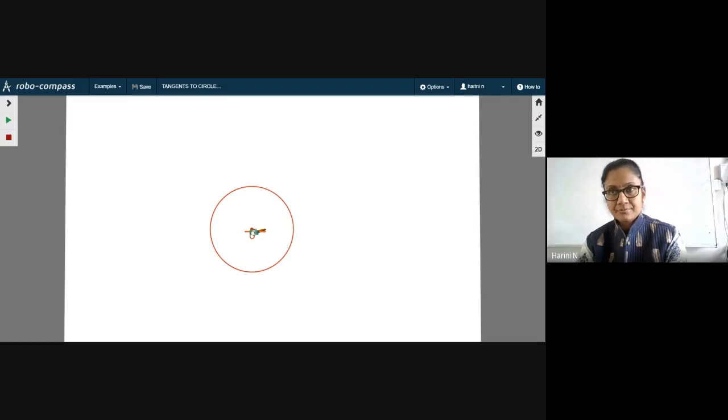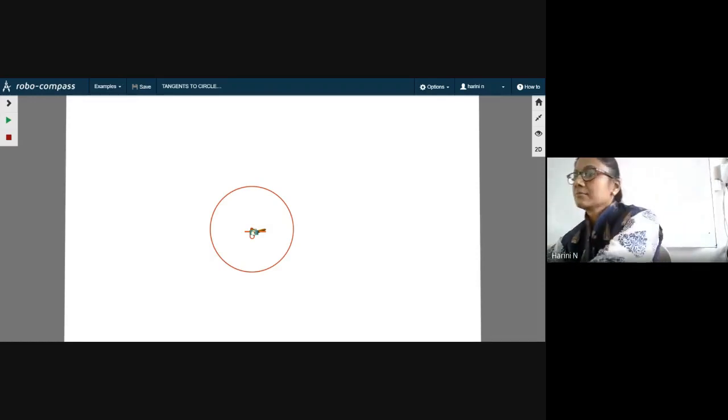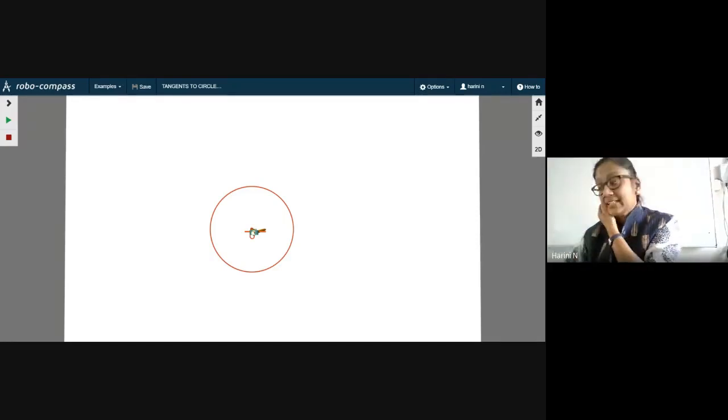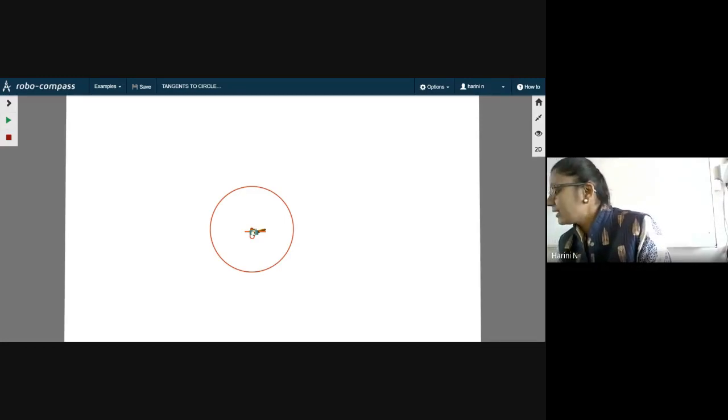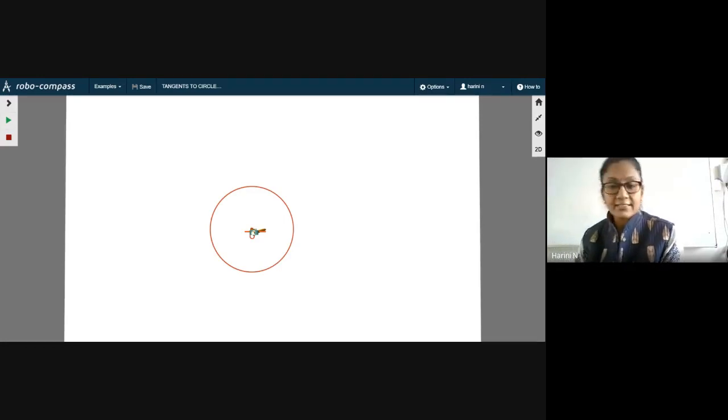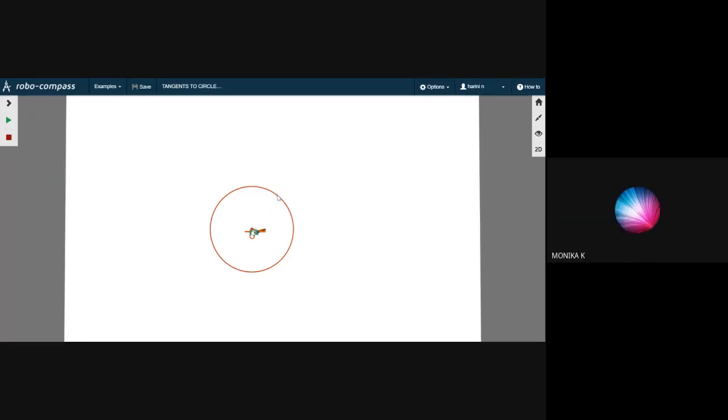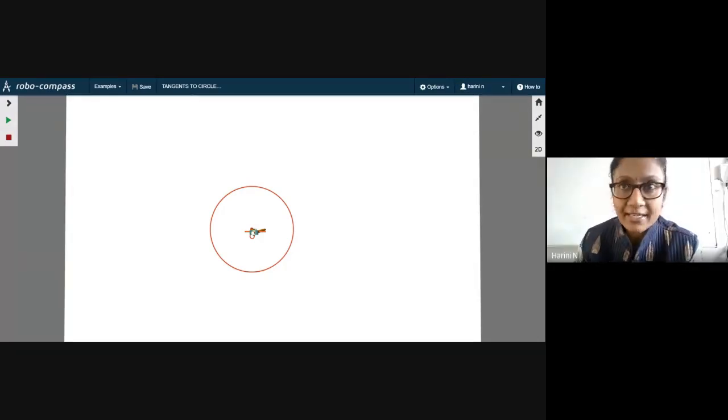Is it done? Yes, ma'am. Good. Now the next step is I have to locate a point on the concentric circle of radius 6 centimeters. So my point is to come on the second circle. Now the second circle is concentric to this circle, which is the original circle. What do you mean by concentric circles? Circles having the same center. Same center and different radii.